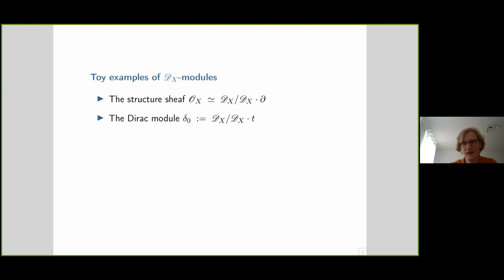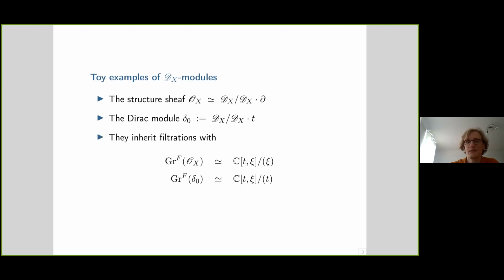So the OX coherent skyscraper sheaf OX modulo T, there's no way of making this into a D module. Okay, and again, taking the order filtration on D, you get nice filtrations on these modules, and the graded pieces are modules over this polynomial ring, those which you see here.